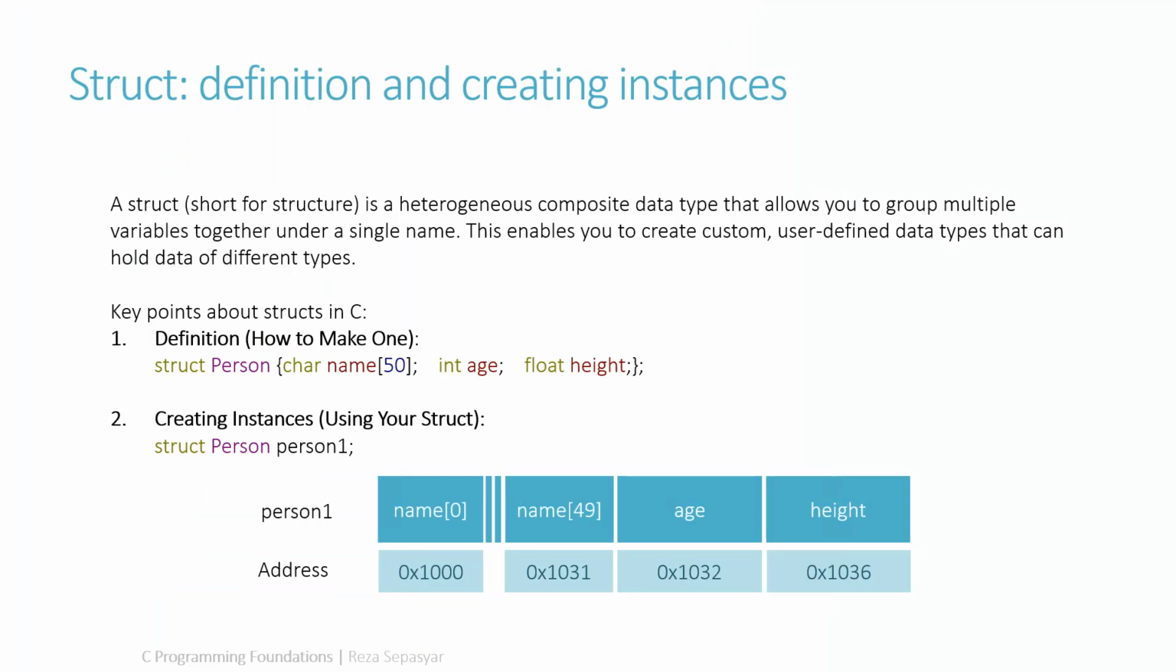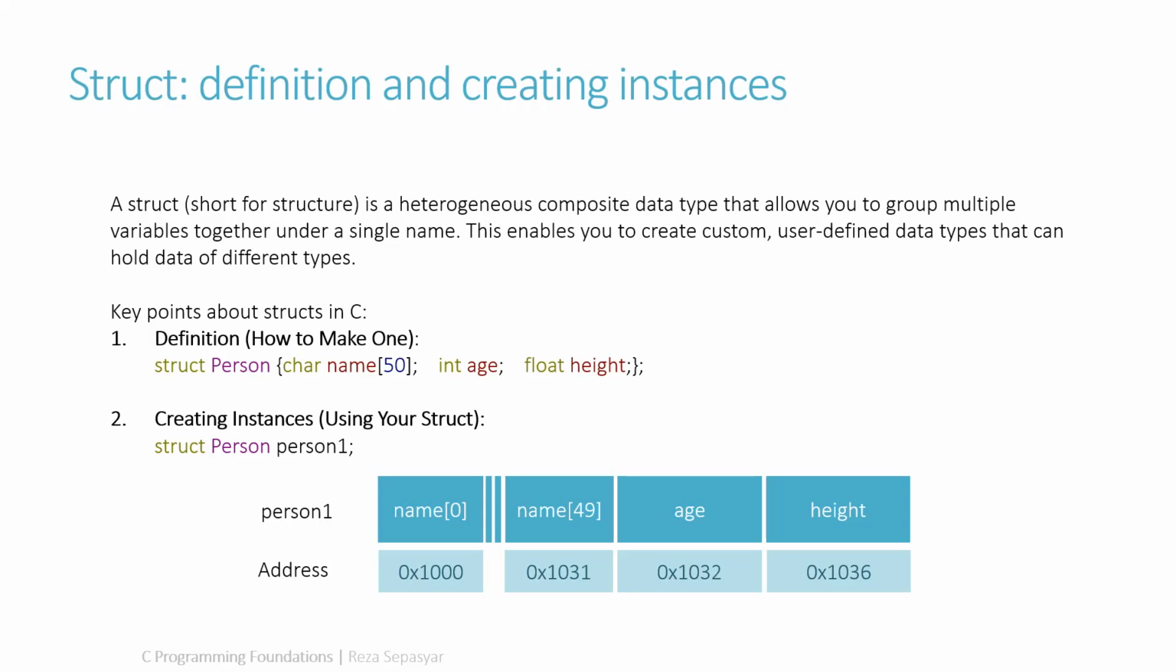Okay, so let's talk about something called a struct in C programming, which is basically a shorthand for structure. Imagine you've got a bunch of different bits of information, like a name, age, and ID number, and you want to keep them all together in one neat package. That's what structs are for. They let you bundle up different types of data under one name, kind of like creating a custom container for your data. Here are the key points on structs.